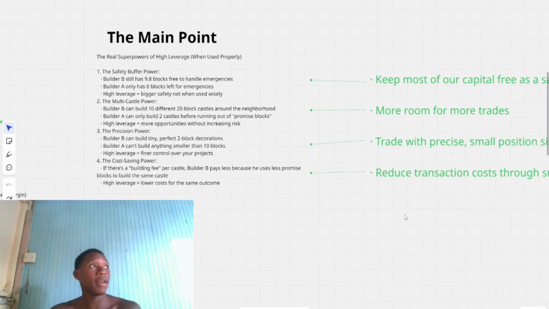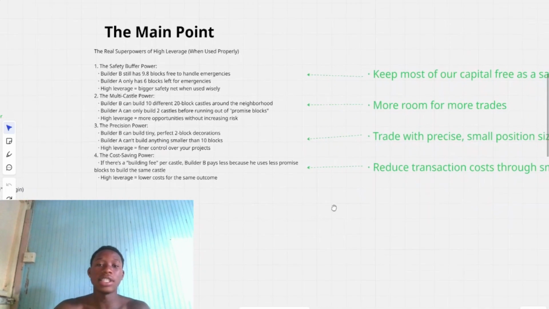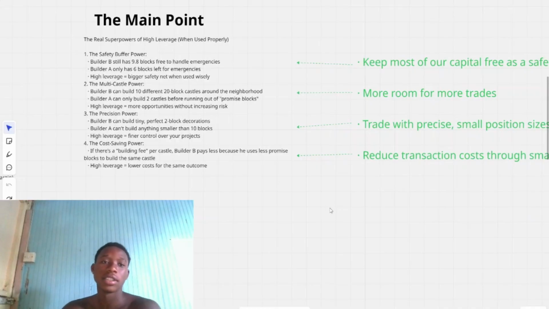I know with my broker, which is Funded Next, it charges $7 per lot size. If you're using higher leverage, you're using fewer lots to take the same exact trade. If you're using fewer lots, that means less commission. That means more profit to you. If you have lower leverage, that means you're using more lots to take that same position.